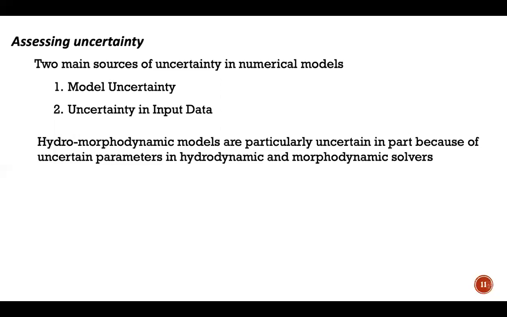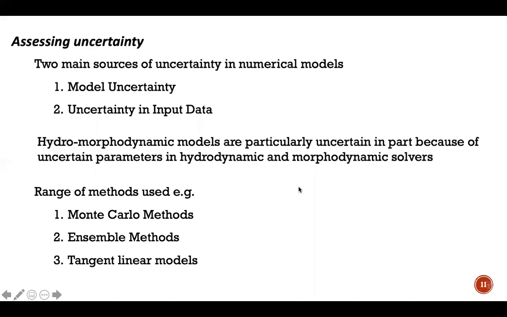For example, one of the important parameters in coastal models is the average size of the sediment. Well, if you've ever sat on a beach in the summer, you'll see the sand is not all the same size. So how do you go about working out the average size of that sand? There's a huge amount of uncertainty involved. Hydro-morphodynamic models are particularly uncertain because you've got both the hydrodynamic solver and the morphodynamic solver and the coupling between the two. So you've got lots and lots of places where uncertainty can enter.